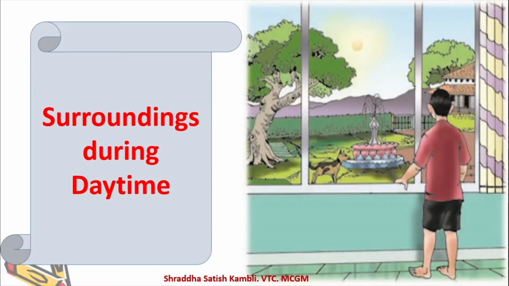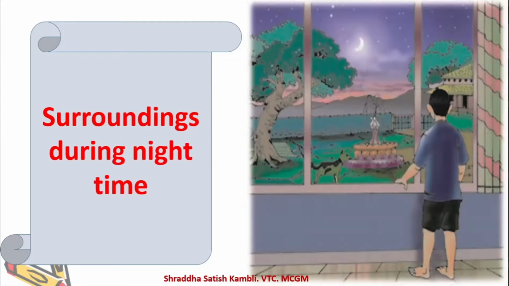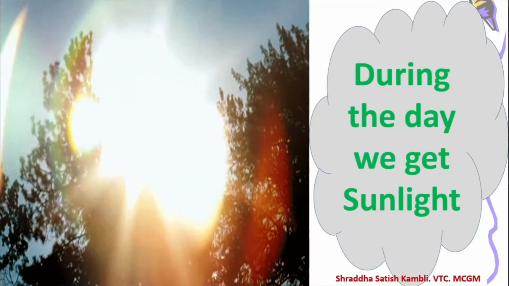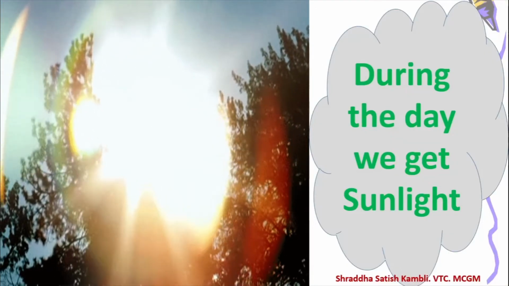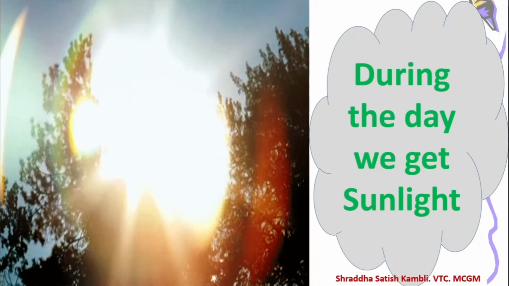You have the same trees, you have the same water fountain, you have even the same dog standing there outside the window. But look how the daytime surrounding looks and how the night time surrounding looks. So during the night time we see the same things, but we see them a little differently. Now why does this happen? It happens because during the day we get sunlight.